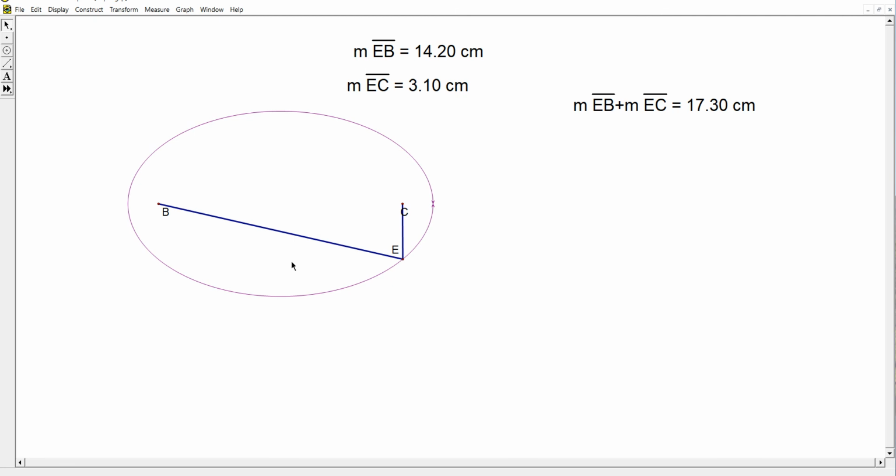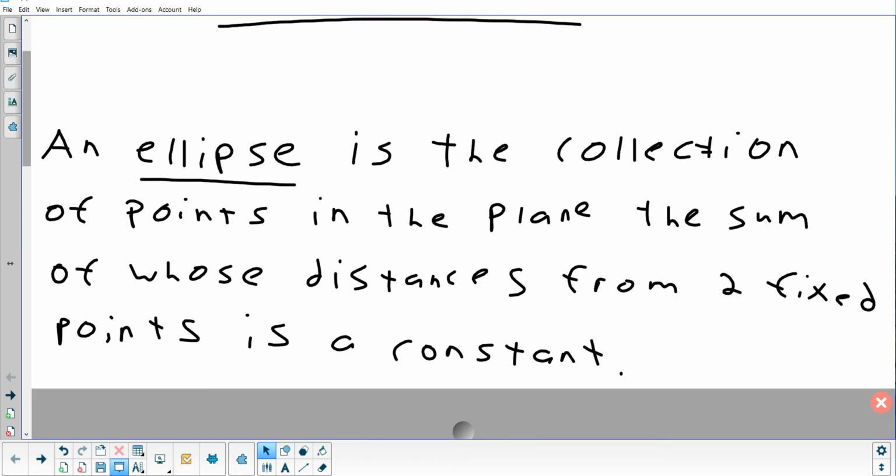We're going to look at two cases of the ellipse. One of them will be when the ellipse is horizontal. The other one is when it's vertical. Right. So any questions on that definition?